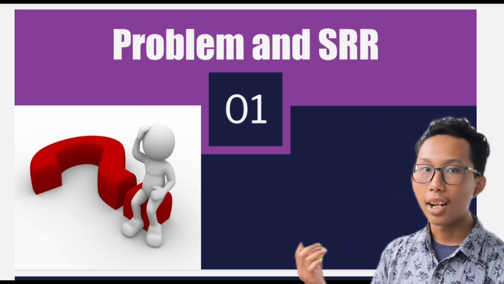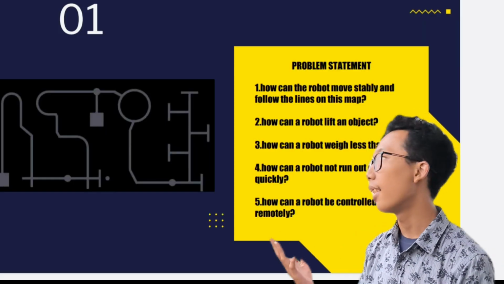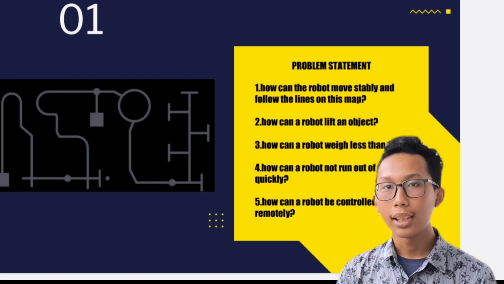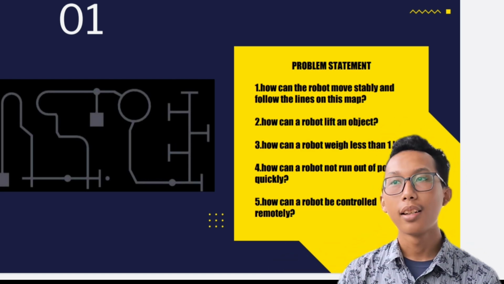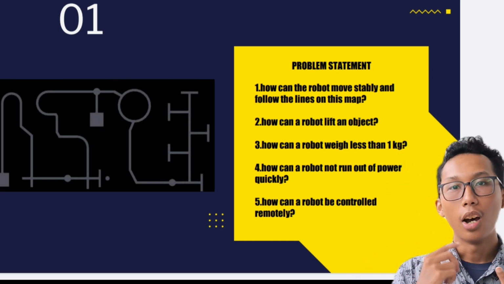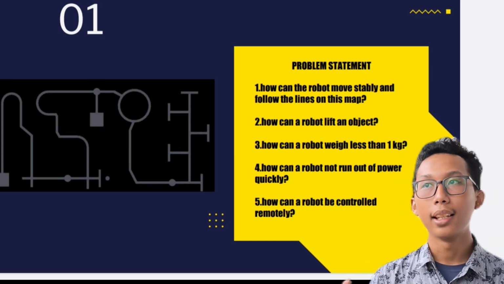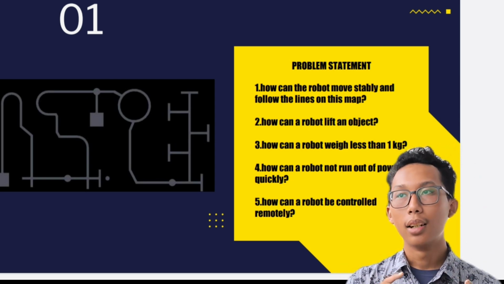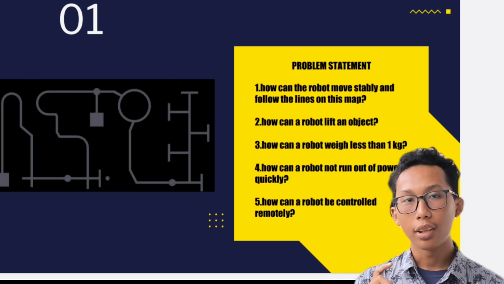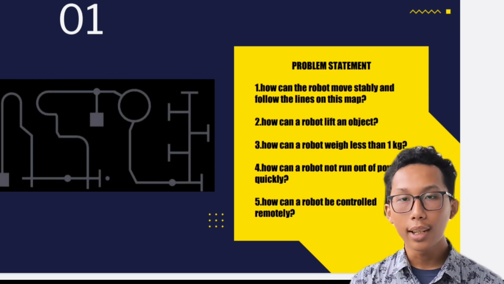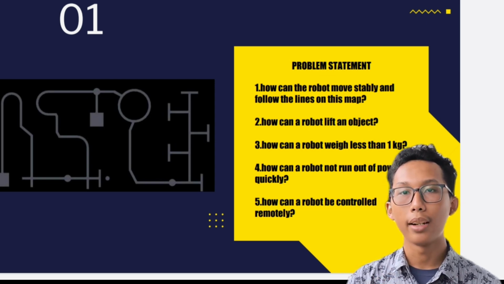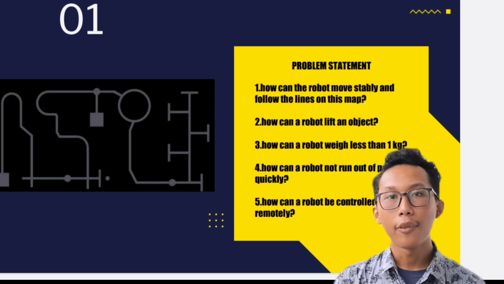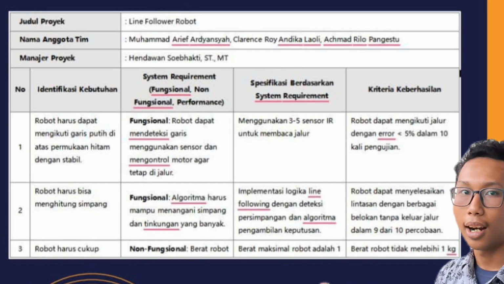Okay, we start our presentation, our problem, and SRR part. We want to make a line follower robot that can finish this track and fulfill our system requirement review, like how the robot can move stably and follow the line, how the robot can not run out of power so quickly, and how the robot can be controlled remotely, and more. But for specific information, you can see our SRR.